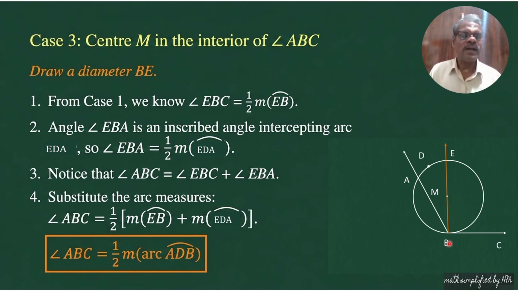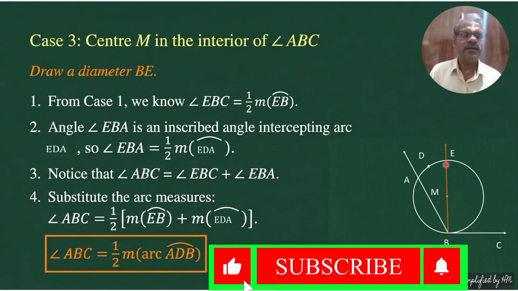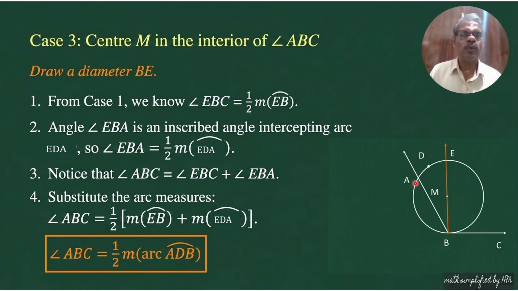Case 3, center M in the interior of the angle ABC. Again, draw a diameter BE. From case 1, we know angle EBC is equal to 1/2 the measure of arc EB. Angle EBA is an inscribed angle intersecting arc EDA. So, angle EBA is equal to 1/2 the major arc EDA.